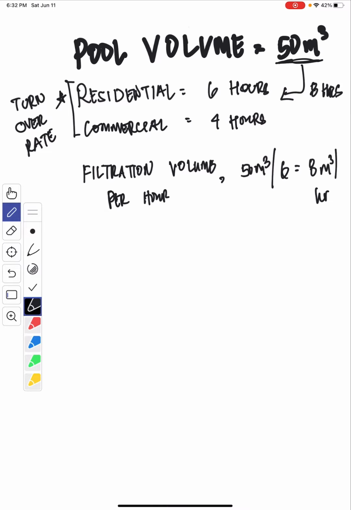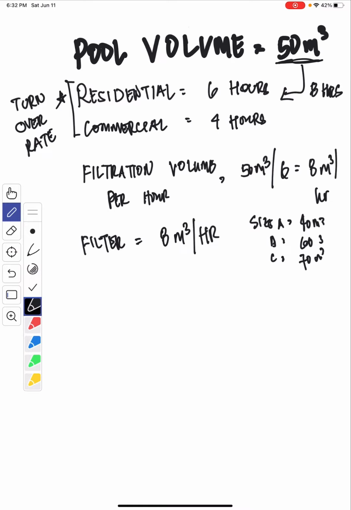Normally what people would do is go into a catalog, Hayward or Emaux, and look for a filter which says this 8 cubic meters per hour fits in. There are multiple sizes, size A, B, C, whatever. These are the models. It'll say like 40 cubic meters, 60, 70, and if this volume of yours fits in, that's the filter you'll choose, which is not right.